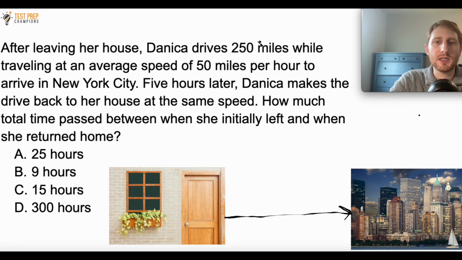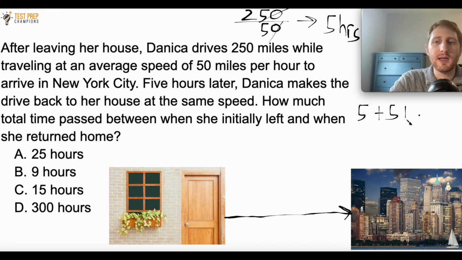Now, we know that the distance is 250 miles, and we know that she drove at an average speed of 50 miles per hour. So what I'm going to do here is 250 divided by 50. Now, fortunately, both the top number and the bottom number have a 0, so I can cancel the zeros out. And then I just do 25 divided by 5, which is 5. So we know that the drive from her house to New York City took 5 hours. And then we know that 5 hours later, she left. So we also add 5 for the 5 hours that she was in the city.